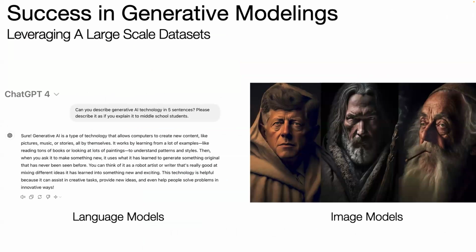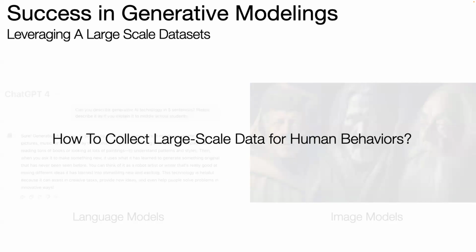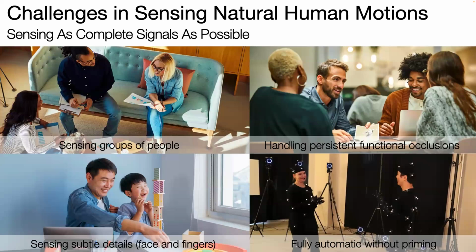And nowadays, we all somehow know the strengths of data for larger scale models. For example, in the language domain, image domain, there is tons of data on the internet. And by leveraging that, we can actually make really powerful AI systems. The question is how to collect such large scale data for human behaviors. Compared to maybe text or images, human motion data is really hard to scale because collecting that is actually a challenging problem.